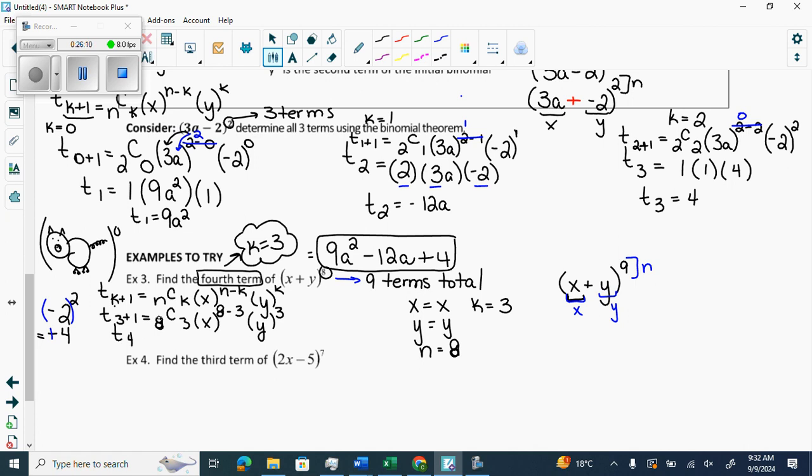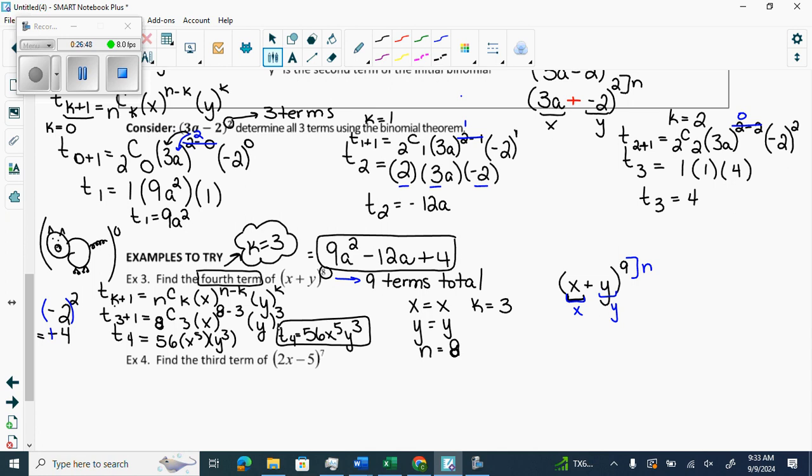Okay. What's 8C3? It's what? 56. X to the 5. Y to the 3. And then you're done. You can just write it without brackets. So term 4 is actually 56 x^5 y^3. And I don't have to go any further because none of these had coefficients, it was just x and y. If they had coefficients, we'd have to multiply all our coefficients at the end, like we did up here, like we did 2 times 3 times negative 2.